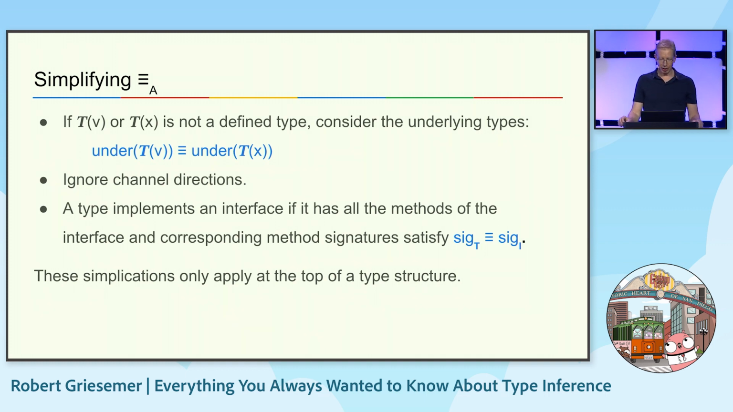So when we match for assignability, we do a few simplifications. We ignore channel directions. And if a defined type, that's a type with a name, is matched against a type literal, we instead look at the underlying types. What that means, we'll just see in an example shortly. And finally, if we are matching against an interface, then the types may not be the same at all. You have a concrete type and an interface. So we accept any type that has all the methods of the interface and where all the signatures match. And with these simplifications, we can actually use the same algorithm as before and essentially look for identity, except with some variation at the top level of a type.